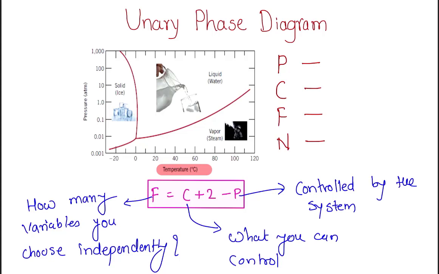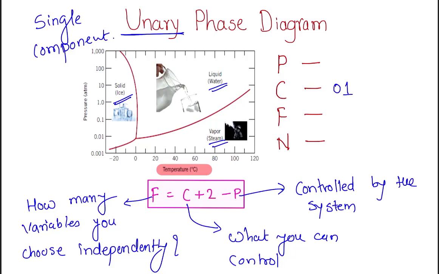Then we will take an example of a unary phase diagram. A unary phase diagram has a single component. Unary means single. So a unary phase diagram always has a single component. In this example you can see that there is only one component, and that is H2O. H2O has three different phases. So the component here, since it is unary, will always be one. We have three different phases here. One is solid, one is liquid, and one is vapor.